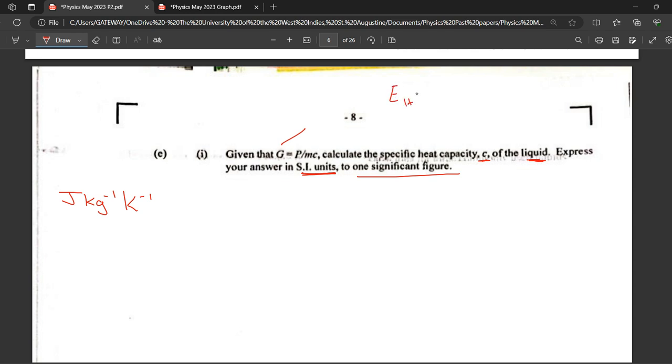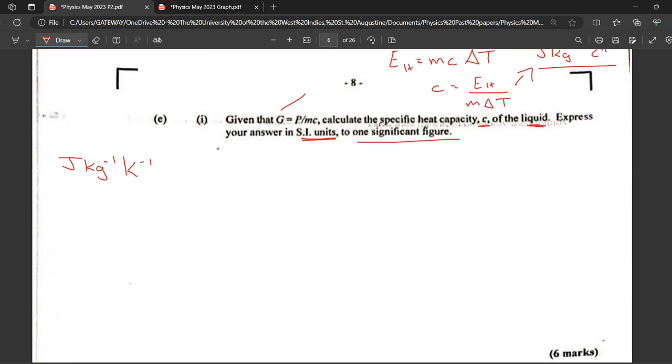Heat energy is mass by specific heat capacity by change in temperature. So C would be equal to the heat energy divided by the mass by the change in temperature. Right? So you can either put joule per kilogram per Kelvin or joule per kilogram per degrees Celsius. Right? Either or. So let me just do this question here using this formula.